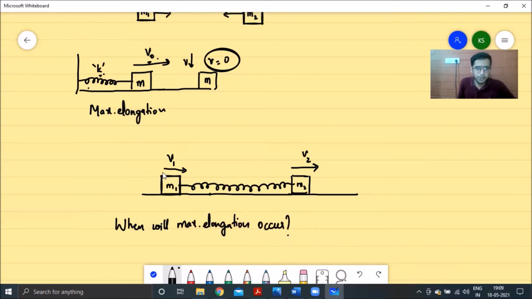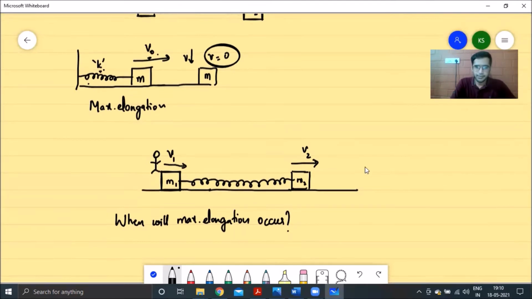So here, let us try to observe things from block 1's frame of reference. From block 1's frame of reference, block 2 is moving forward, right? And if block 2 is moving forward with respect to block 1, the spring is getting elongated, because the separation between M2 and M1 is increasing, right?